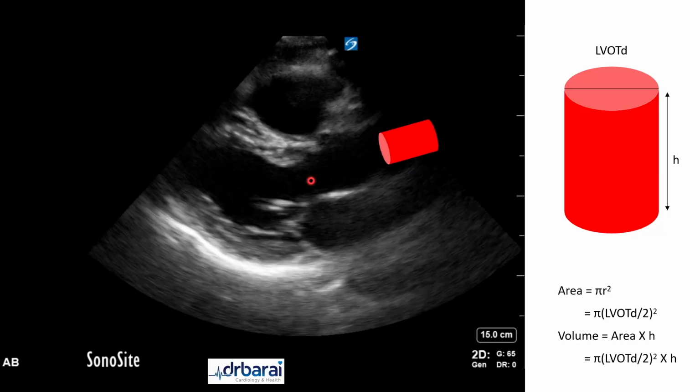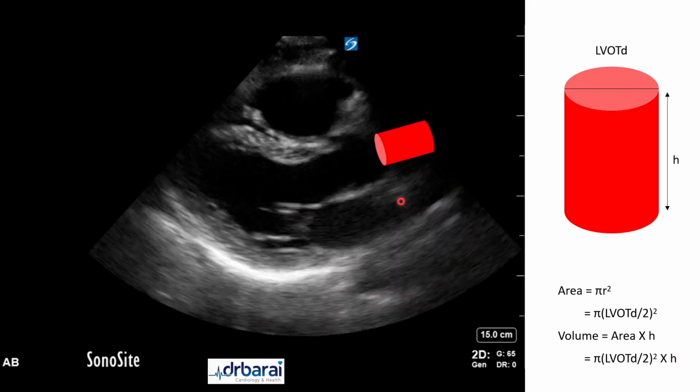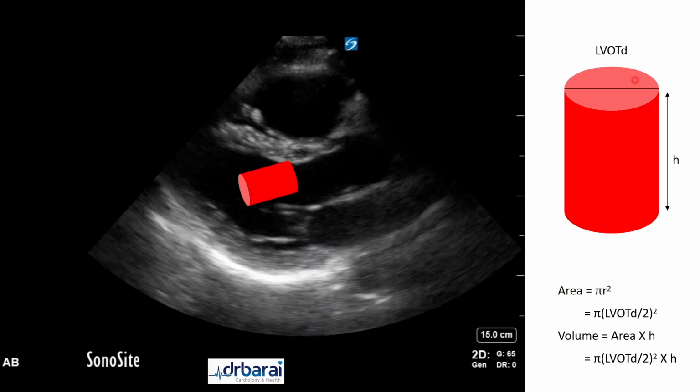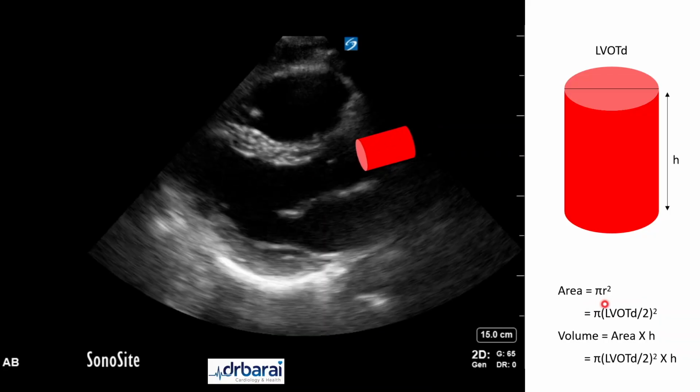To keep life simple, most people have this LVOT diameter as 2 centimeters. Now let's do some calculations. So the area of this cylinder here is equal to pi multiplied by r squared.